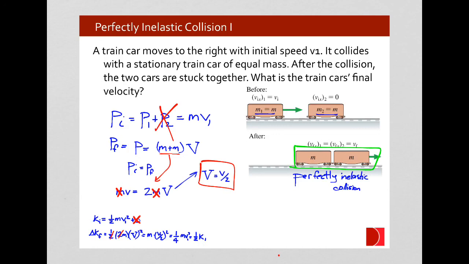We see here, looking at our kinetic energies, that the kinetic energy at the end you have twice the mass that's moving, but that mass is moving half as fast, which becomes a factor of a quarter. And so in fact, after the collision, you have half the kinetic energy that you had at the beginning. That's what we meant when we said that you have kinetic energy loss in a perfectly inelastic collision.